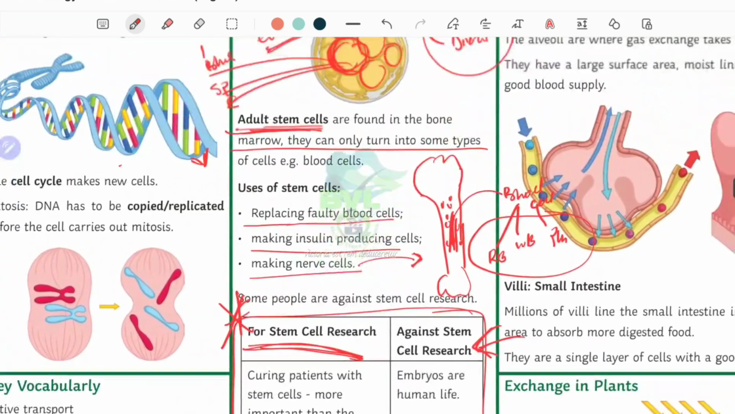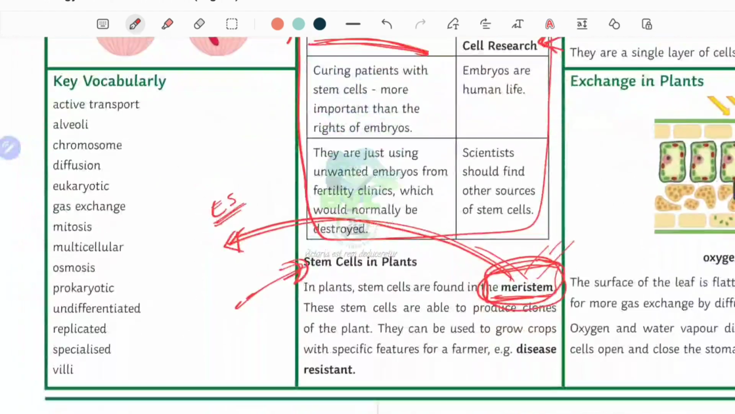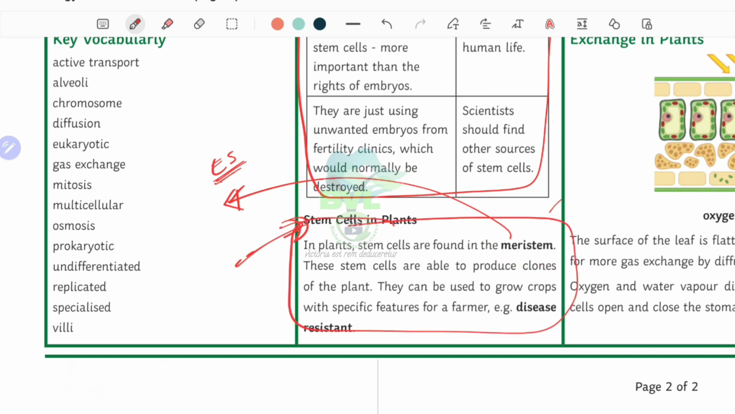But for us animals, we only have this embryonic stem cell at the beginning, not all through. That's something you want to know. So these meristems are like some sort of embryonic stem cell in plants, and they are found all through their life, so to say. That's something you want to take note of. So you might want to pause the video here to further read what is there.